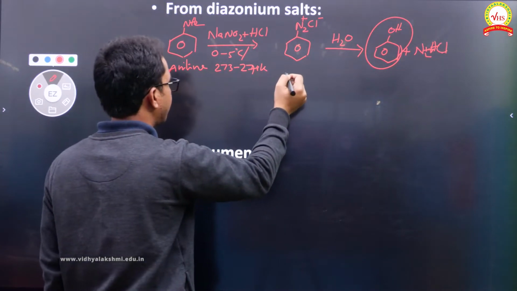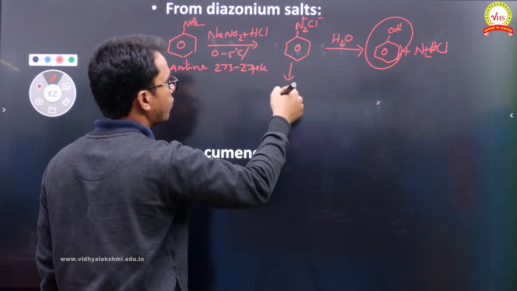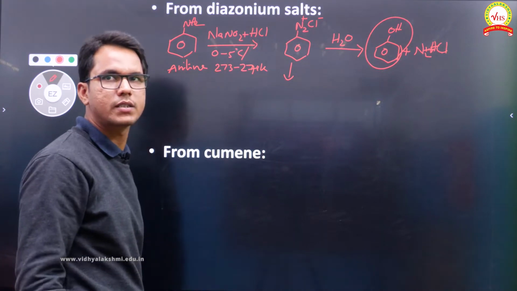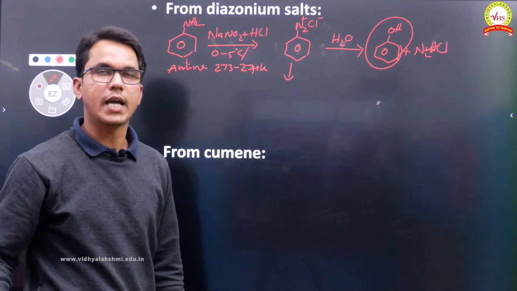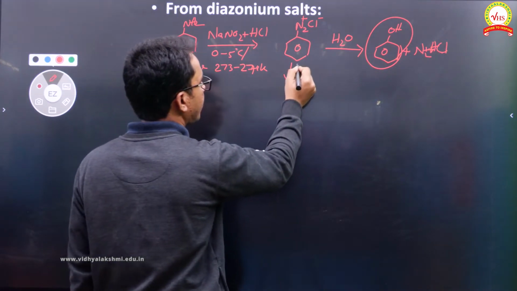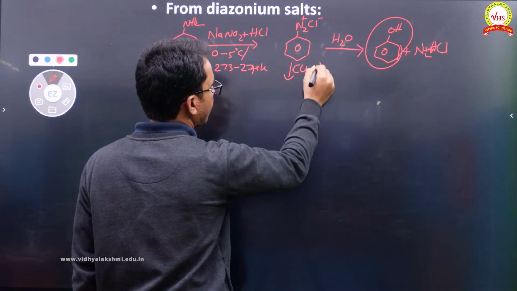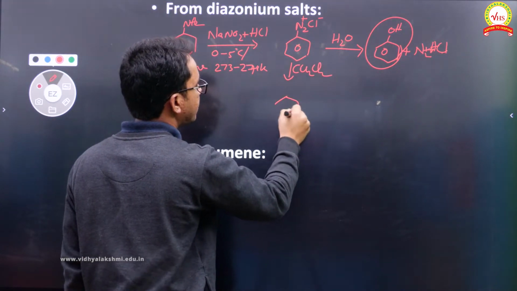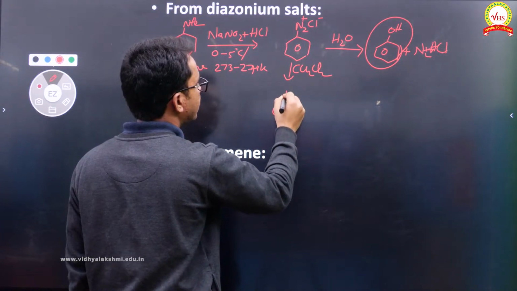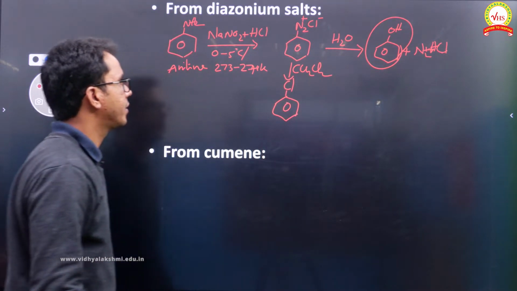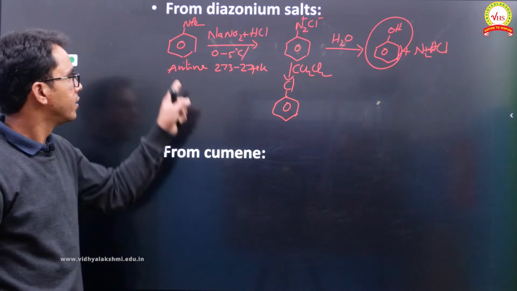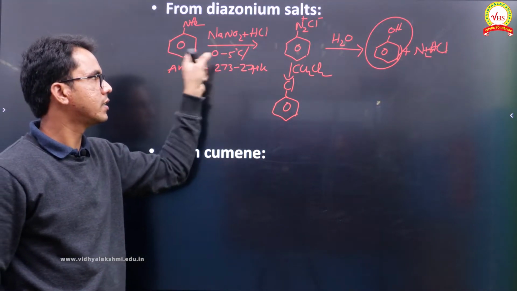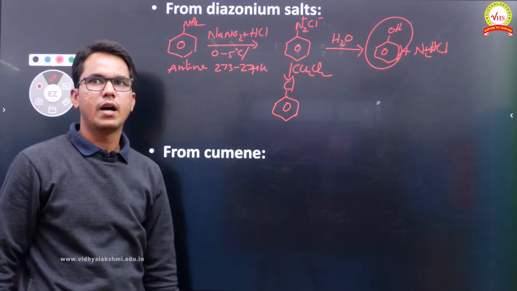But the same reaction we have seen with the benzene diazonium chloride in the previous chapter. What is this one? The Sandmeyer reaction. Here, if we take Cu2Cl2, formation of chlorobenzene takes place. This reaction is the Sandmeyer reaction. This is a normal reaction, whereas here we prepare phenol.